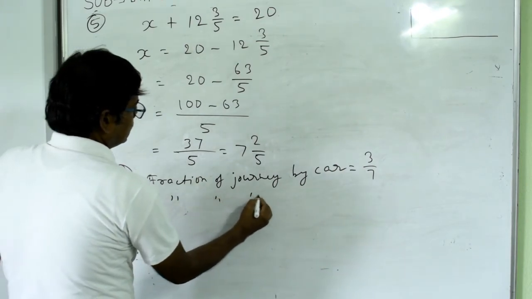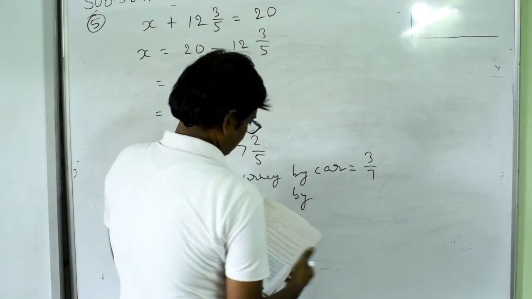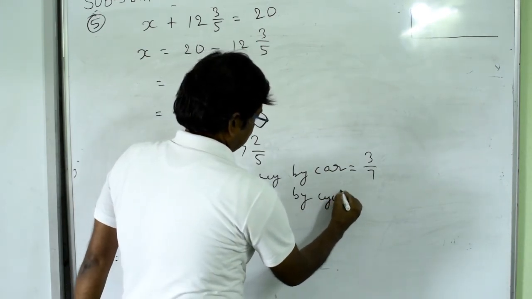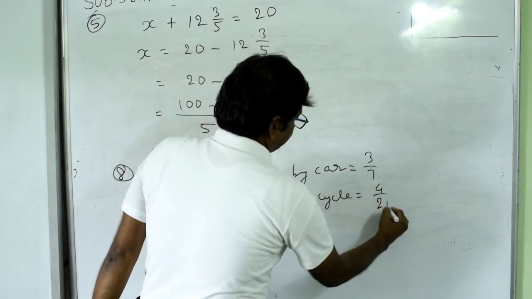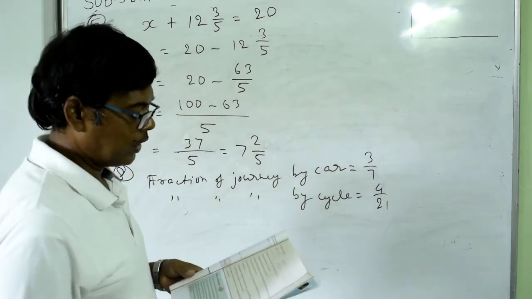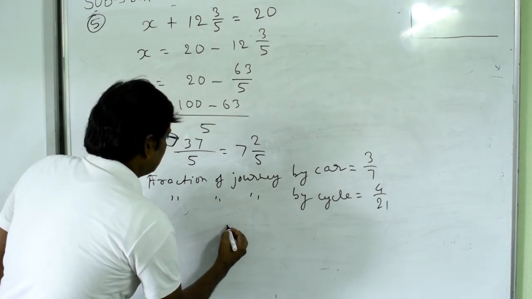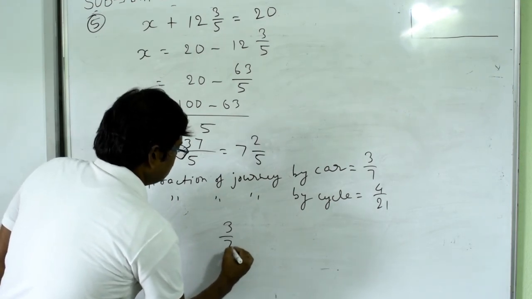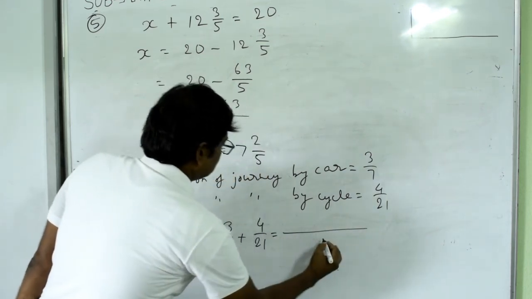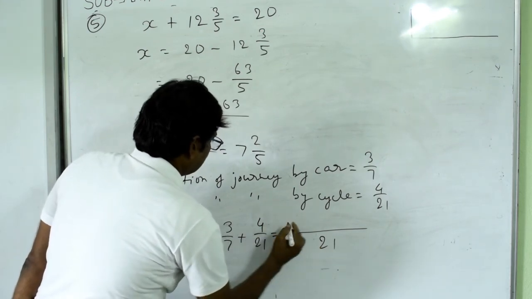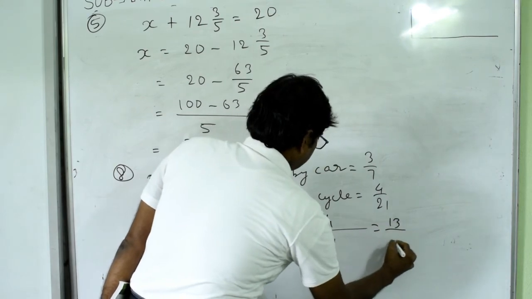Fraction of journey by cycle equal to how much? It is 4 by 21. Okay, and the rest by foot. Okay, so first add these two fractions, then you will find the rest by foot. So 3 by 7 plus 4 by 21. So you will take the LCM here, it is 21, 7 3s are 21, 3 3s are 9, plus here it is 4. So you have 13 by 21.